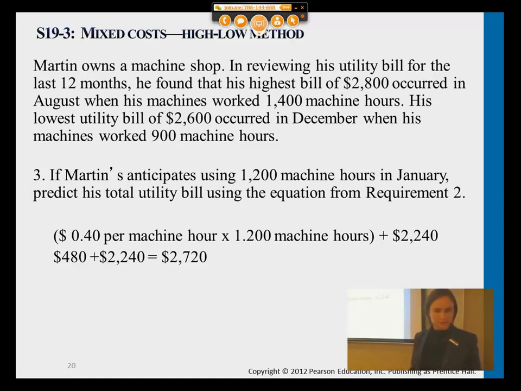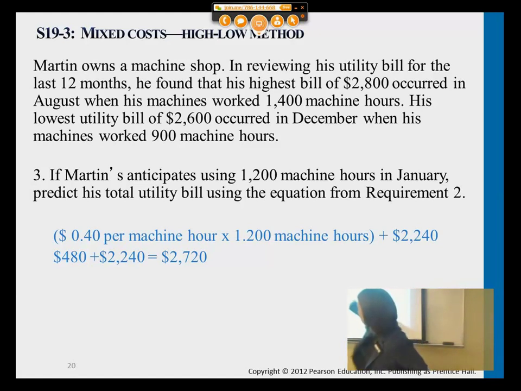All right. Done? It's given. Anticipates using 1,200, right?